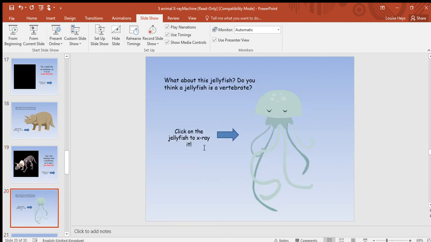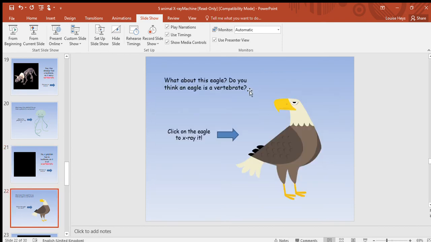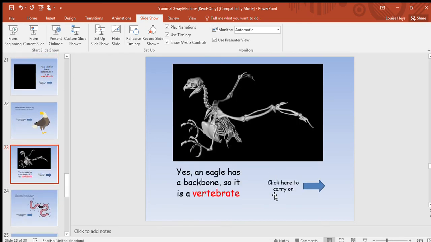Then we have the jellyfish. Ooh, think of that jellyfish's body. Do you think a jellyfish has a backbone? No, a jellyfish has no backbone, so it's an invertebrate. Next up, we have the eagle. Does this eagle have a backbone? Is it a vertebrate? Yes, the eagle does have a backbone, so it is a vertebrate.